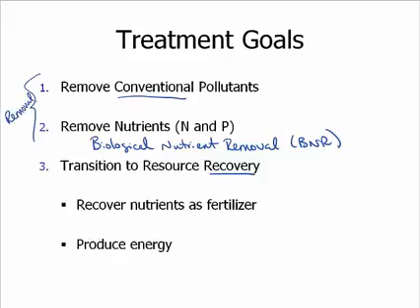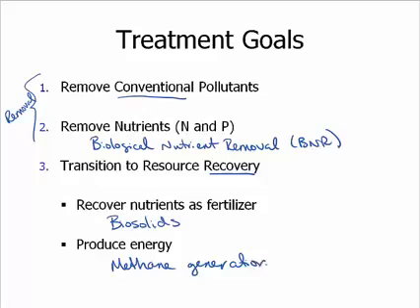But as the wastewater industry evolves, we're looking to recover nutrients as fertilizer and to recover energy and capture it in the method of energy production. And so we'll talk about this in the next class as biosolids handling and as methane generation. There are also some other research lines that deal with energy production from wastewater. But again, for compliance, the first goal is simply to remove conventional pollutants.